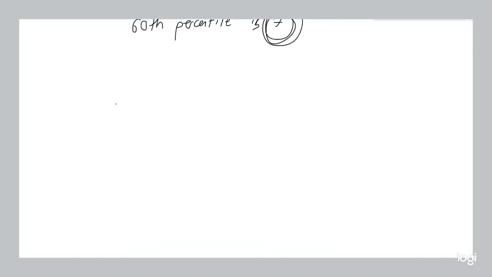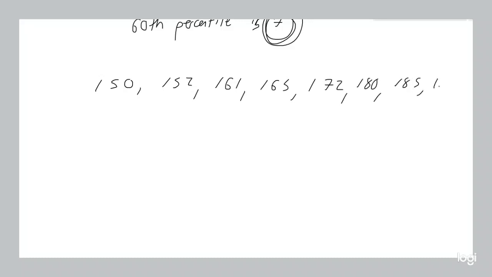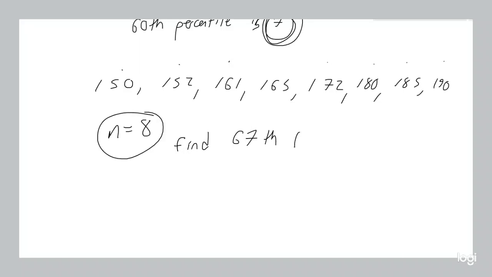Let's say our data looks like this. Let's say we have 150, 152, 161, 165, 172, 180, 185, and 190 as our data points. So our sample size is 1, 2, 3, 4, 5, 6, 7, 8. And we want to find the 67th percentile. So that's 2/3, 2/3 of the data being below a certain value.